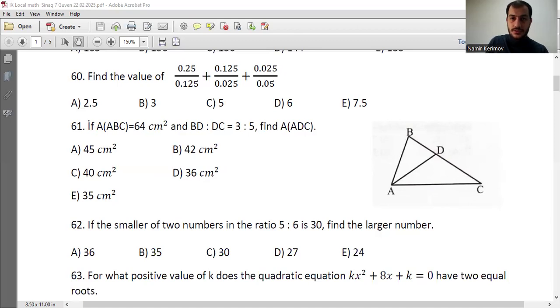And the last one, again, we should multiply by 1000 to get only whole numbers. So 250 over 125, it's 2. 125 over 25, it's 5. So 25 over 50, it's 1/2 or 0.5. So 2 plus 5, 7, and 0.5. So 7.5 is the correct answer.